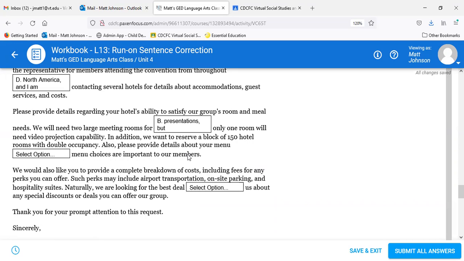In addition, we want to reserve a block of 150 hotel rooms with double occupancy. Also, please provide details about your menu options.